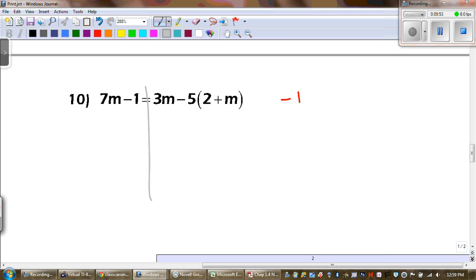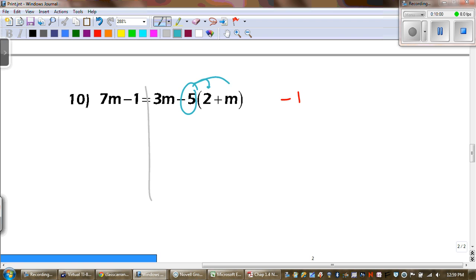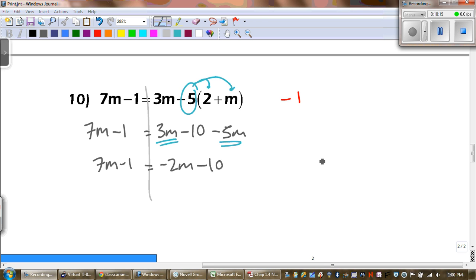Okay. Well, number 10, I want to see if you guys can do this by yourself. On the right-hand side, you're going to need to distribute, combine your like terms, and then solve. Okay? So go ahead and pause the video. Let's finish 10, and then we'll go back and do 7 and 8 together. Did you guys get that far? If not, check my work, erase it, try it again. Okay? Go ahead and pause the video.